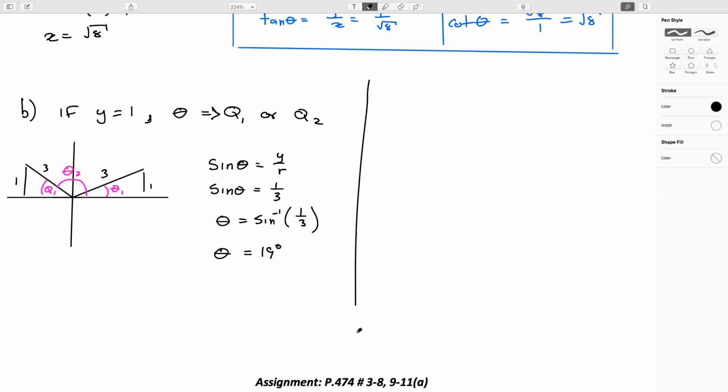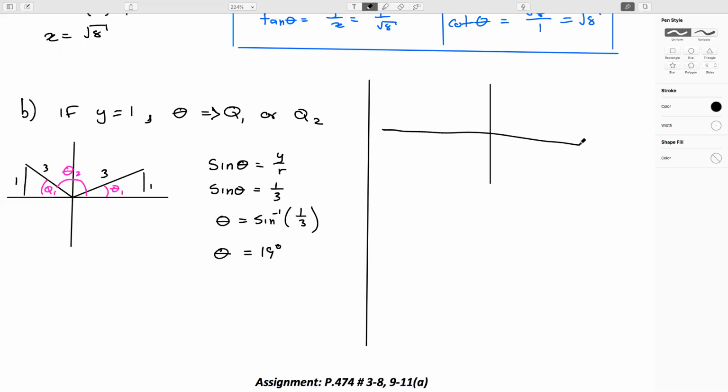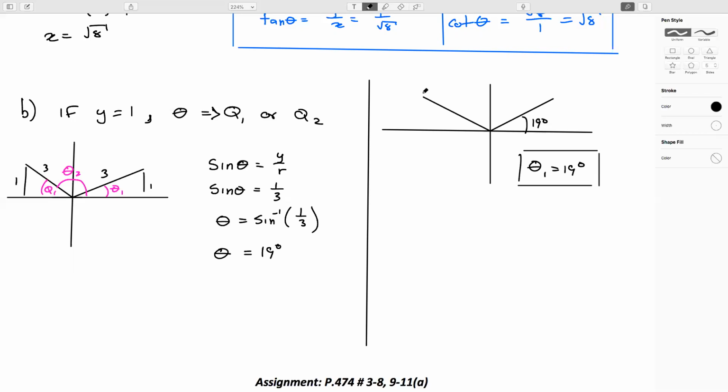Maybe we'll draw this again over here to make it a little more clear. So one of my options is this triangle here, and it's got 19 degrees as its reference. Okay. So that's one of my answers. Theta 1 is 19 degrees. Theta 2 is my standard position angle of the other possible answer. So we've got a triangle over here. It has a reference angle of 19 degrees. We need to know what angle this is.